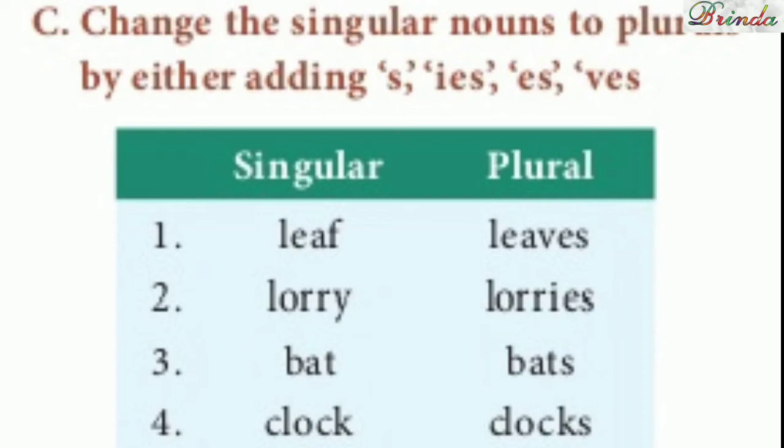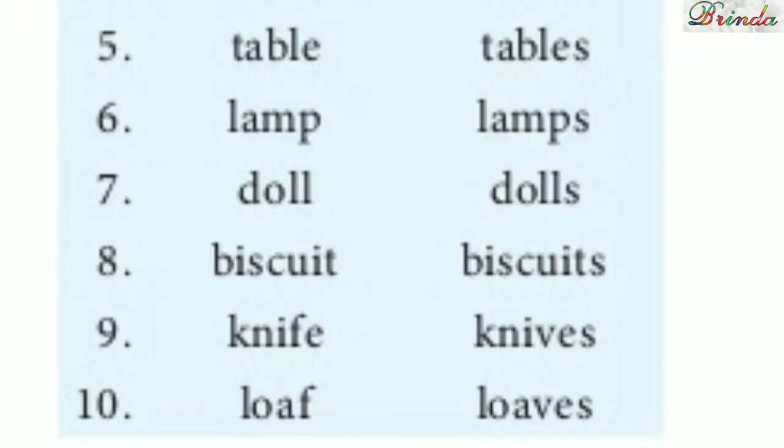Change the singular nouns to plural by either adding s or ies or es or ves. Singular and plural, okay? Leaf, leaves. So, if it ends with f, it becomes ves. Lorry, lorries. So, you remove the y and add ies. Bat, bats. Clock, clocks. Table, tables. Just add s. Lamp, lamps. Doll, dolls. Biscuit, biscuits. Knife, knives. So, if it is ending with fe, you can use ves. Loaf, loaves, ves. Okay, children?